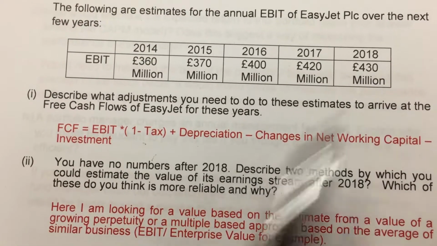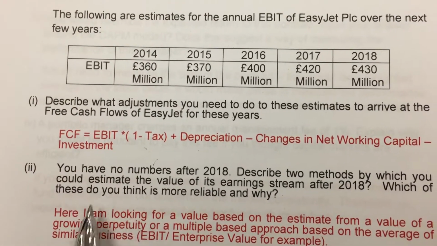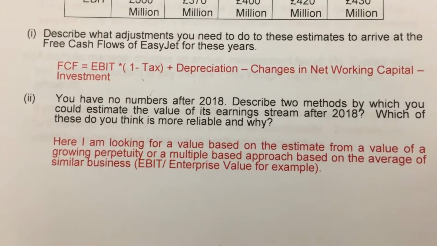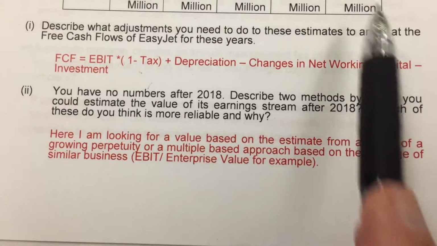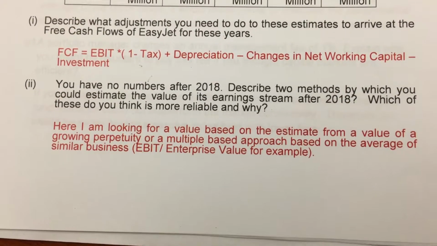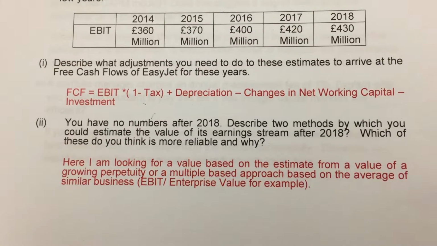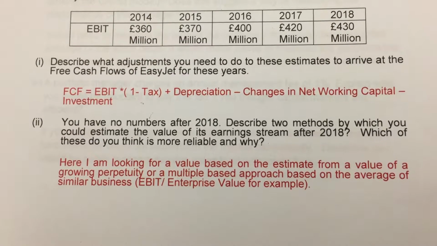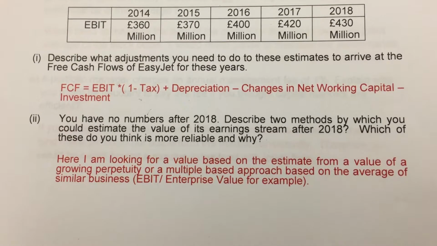for those 5 years. The second question indicates we have no numbers of our free cash flow beyond 2018. We're asked to describe 2 methods by which we would estimate the value of its earnings stream after 2018, and which do we think of as more reliable and why?